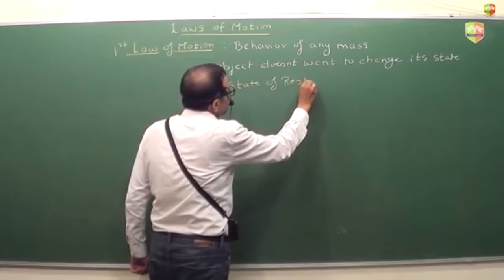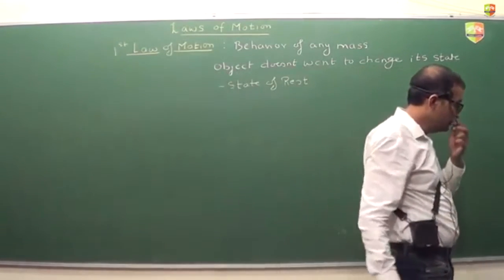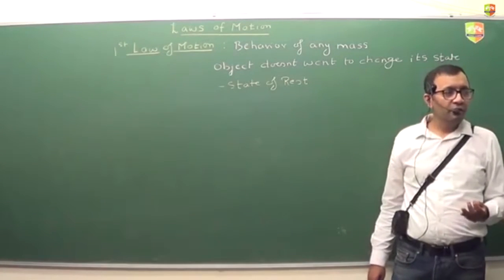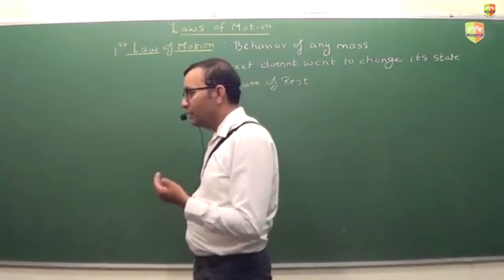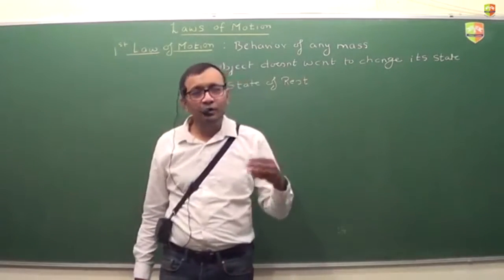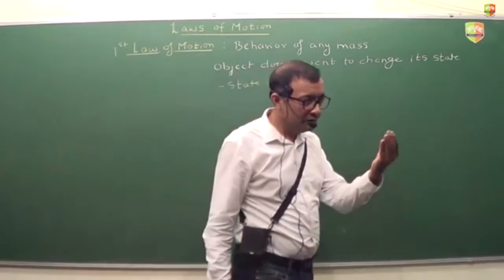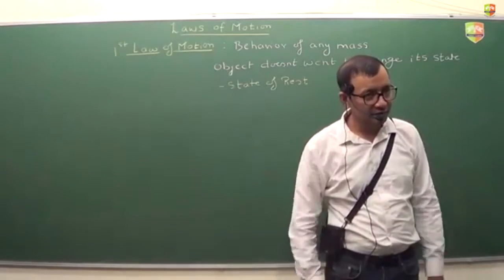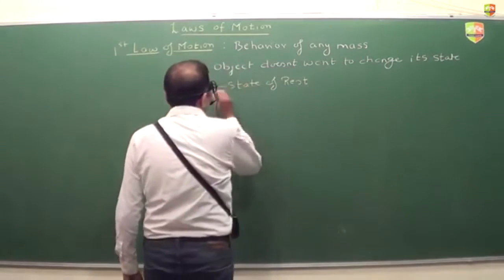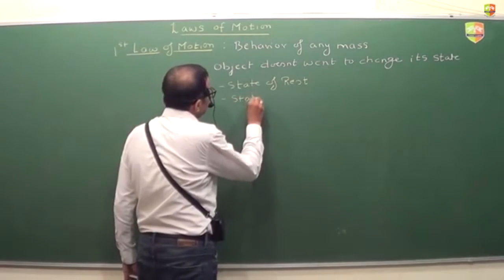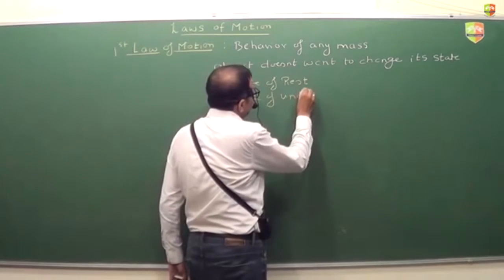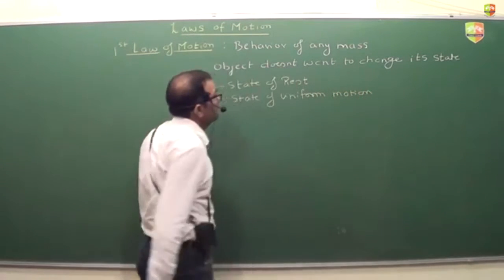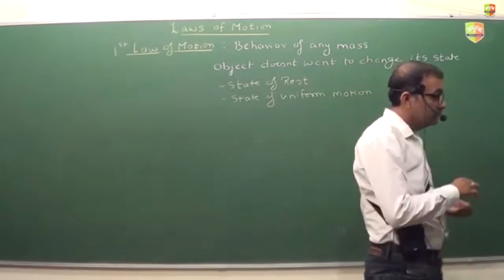Although rest is not a true concept, when Newton was formulating all these laws, he was treating rest, an object at rest, as the object being at rest with respect to earth. Suppose we are standing on the earth, we are at rest. So that is what object at rest means. So, object at rest is a state of rest, and the other is the state of uniform motion. So, these are the two states.